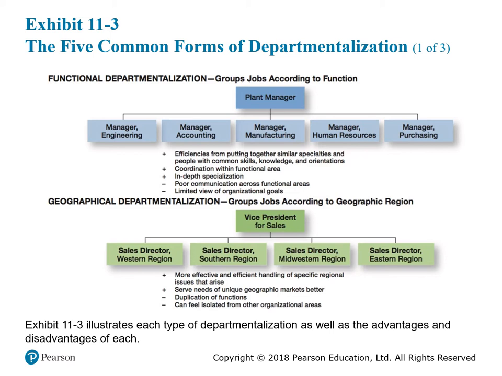So here we have those 5 common forms of departmentalization. The first one over here is functional, the functional departmentalization. The most common one is that we create departments based on functions, let's say based on specialization. So you have one department for engineering, another department for accounting, another department for human resources, and so on.